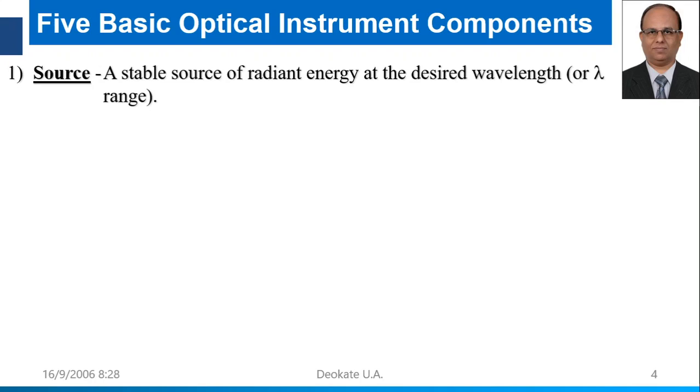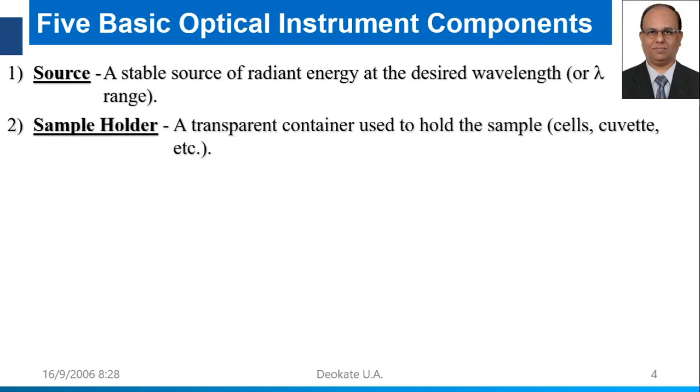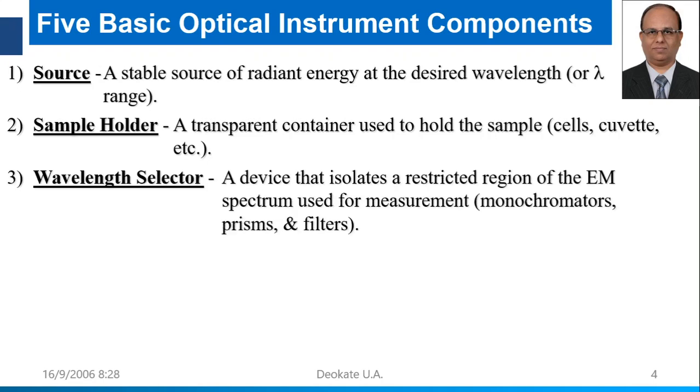Now in this video, we'll start with instrumentation. When we think of an instrument, there are five basic components. First is the source, a stable source of radiant energy at the desired wavelength or wavelength range. Second is the sample holder, a transparent container used to hold the sample, called a cuvette or cell. Third is the wavelength selector, a device that isolates a restricted region of the electromagnetic spectrum used for measurement.